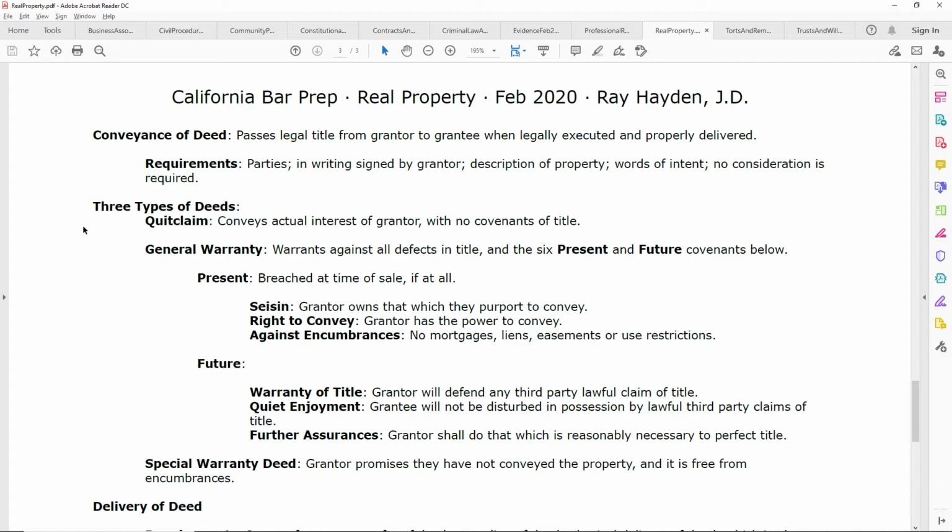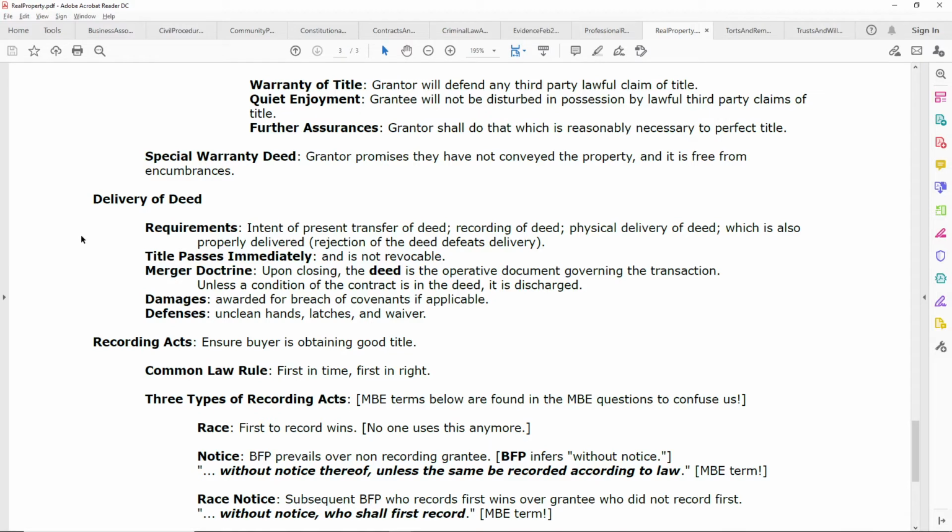Future covenants. Warranty of title: the grantor will defend any third-party lawful claim of title. Quiet enjoyment: the grantee will not be disturbed in possession by lawful third-party claims of title. Further assurances: the grantor shall do all that is reasonably necessary to perfect title. Special warranty deed: the grantor promises they have not conveyed the property and it is free from encumbrances.